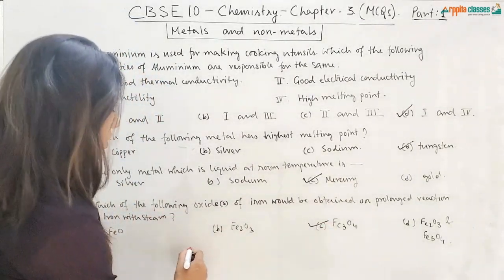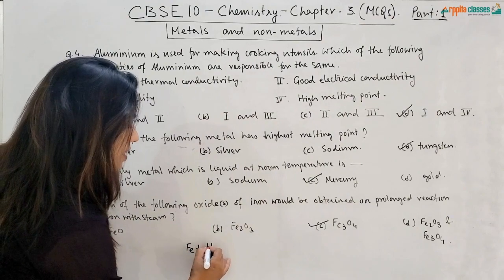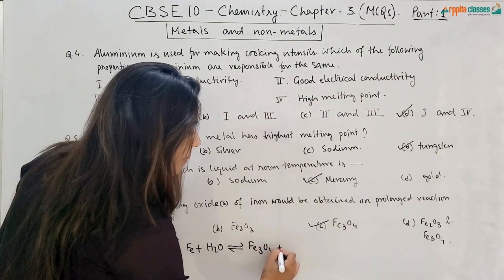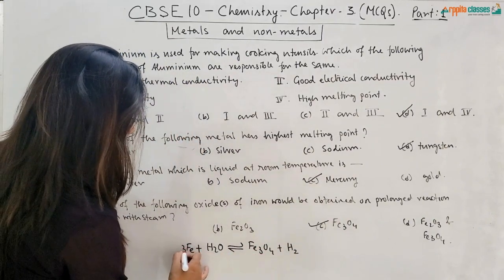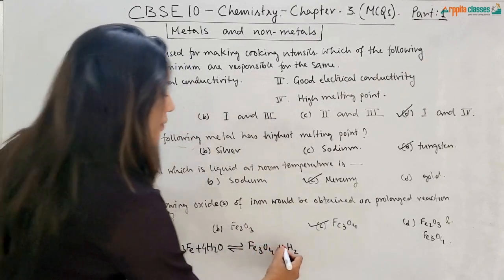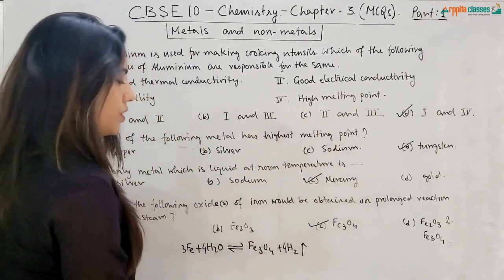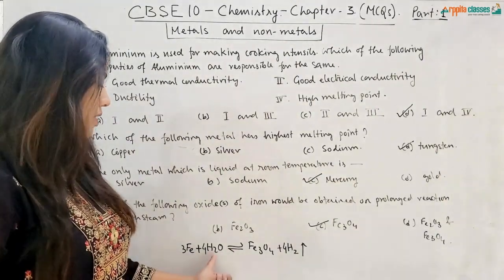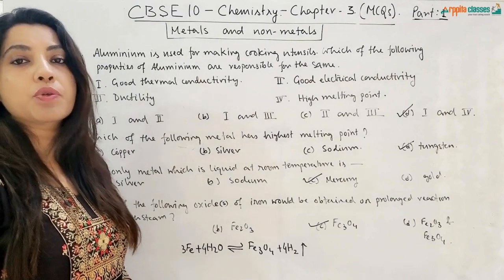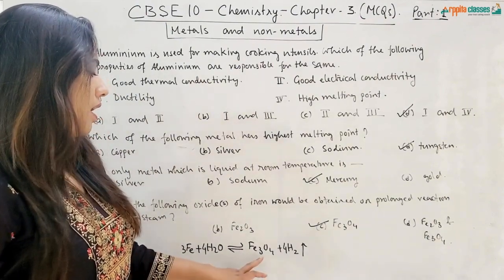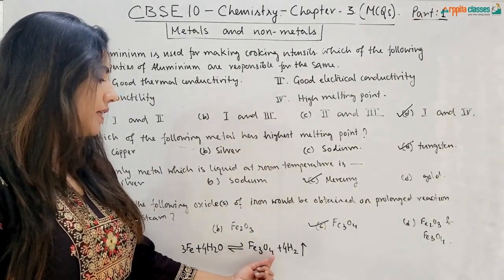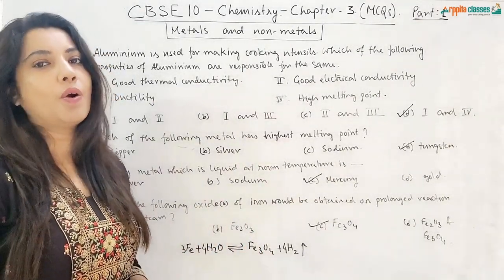We know the reaction where iron reacts with steam reversibly to give you Fe3O4 plus H2. This reaction we have done in chapter number 1 also, where we were asked to balance this chemical equation. So this is the reaction where iron reacts with steam and forms Fe3O4. The oxide is ferroso-ferric oxide or tri-iron tetroxide. This is also called tri-iron tetroxide, or ferroso-ferric oxide.